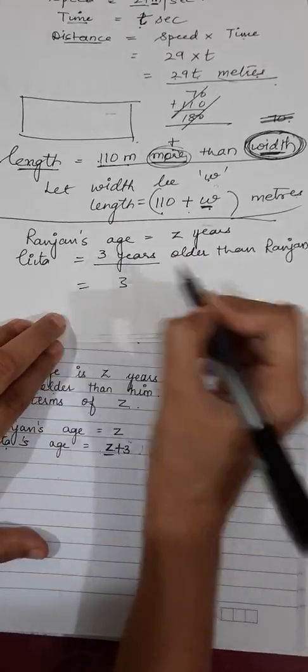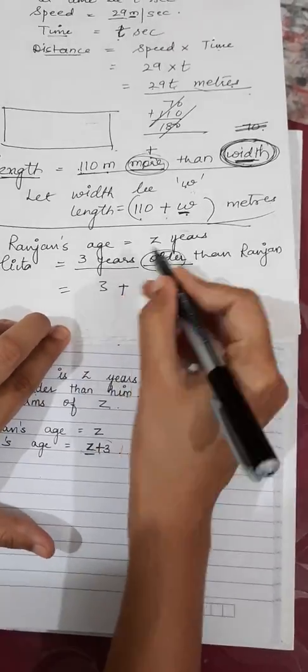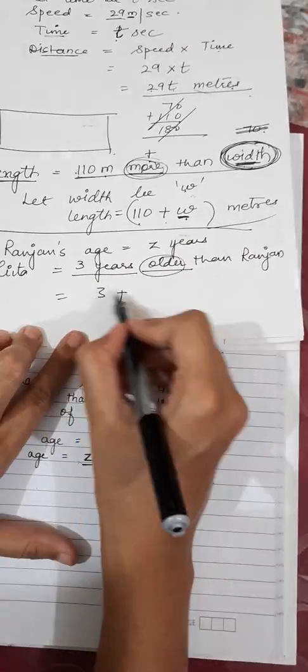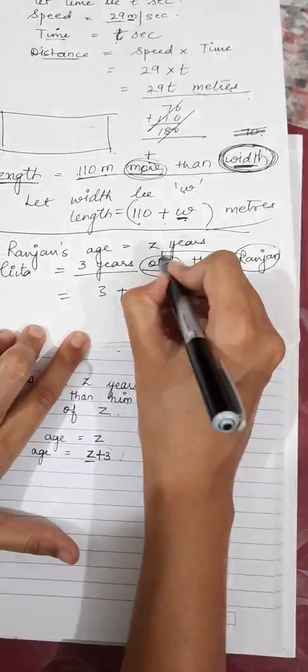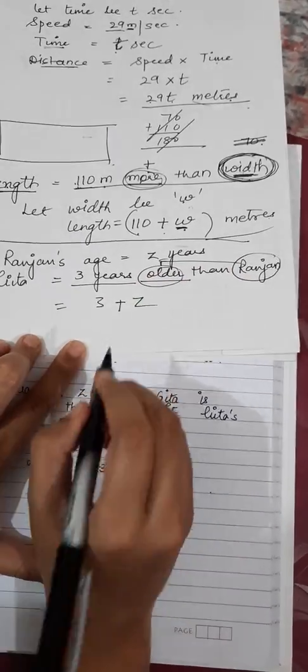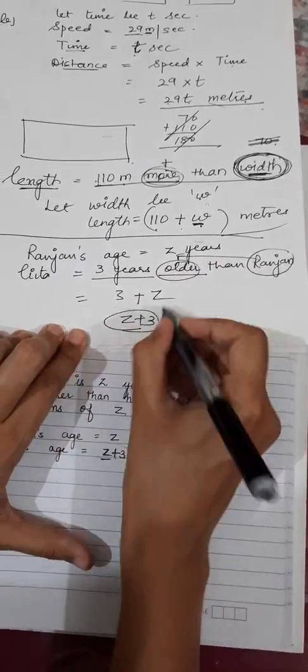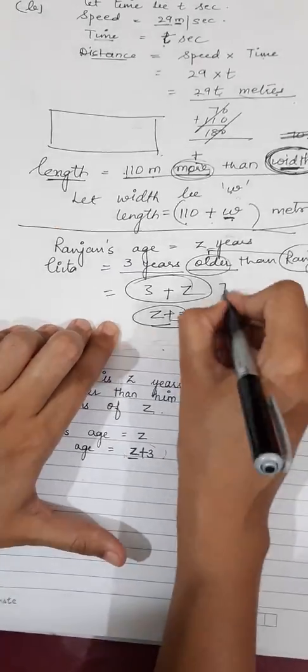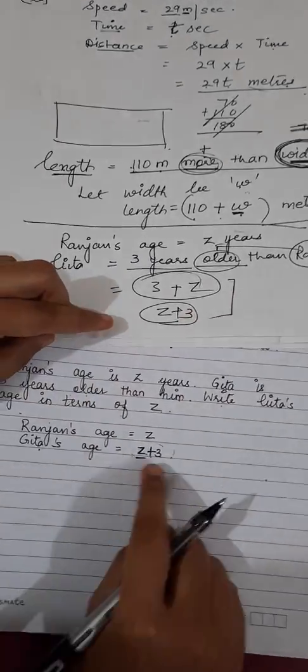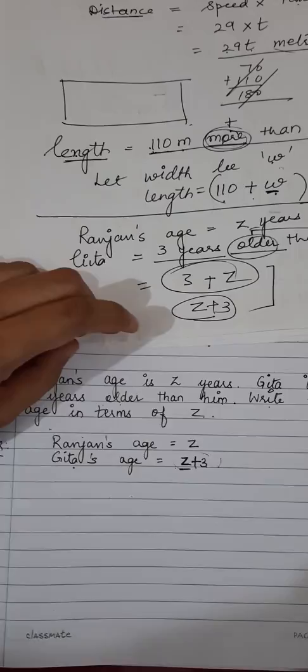Okay, now how am I going to make the equation of this? 3 years means 3, older means plus, because she is bigger, right? She is 3 years older than Ranjan. And what is the age of Ranjan? Z. You can write Z plus 3 also, or you can write 3 plus Z also, same thing. So this is the age of Geeta. Z plus 3 is the age of Geeta.